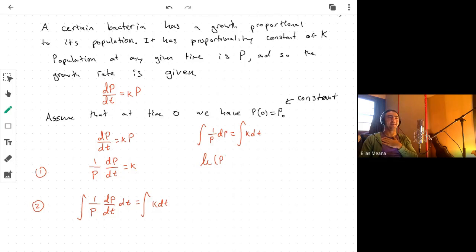Anyway, it's fine. As long as you get the message across, who cares, right? So it's natural log of p. Remember that I'm being uncareful about putting absolute value here.